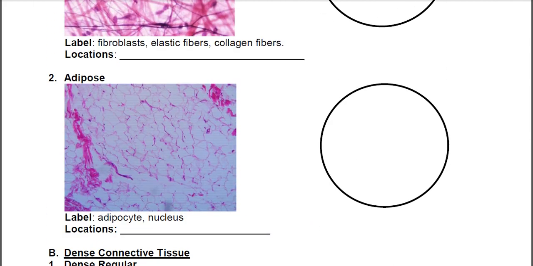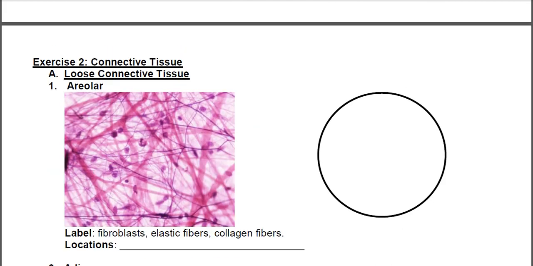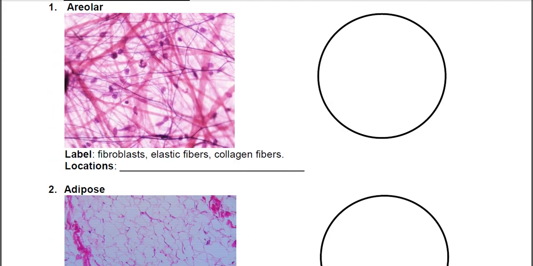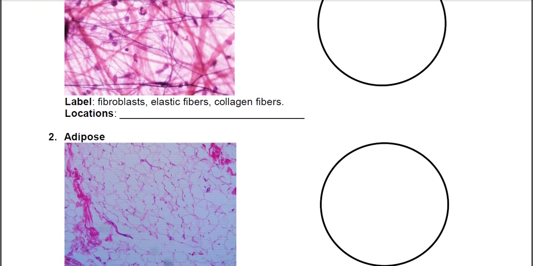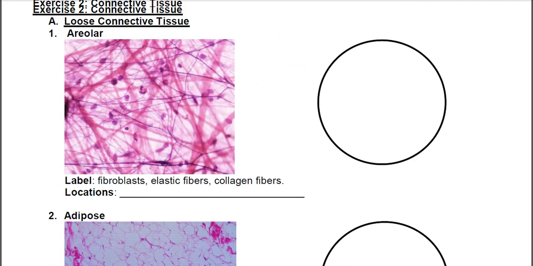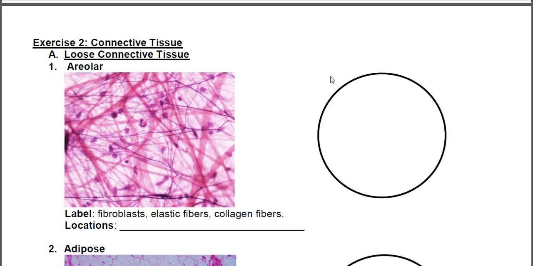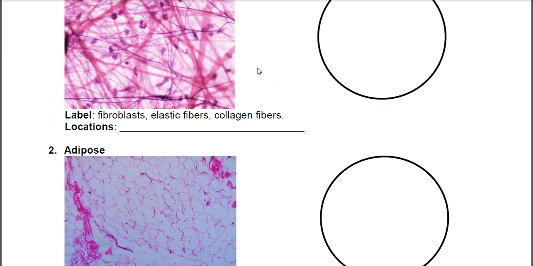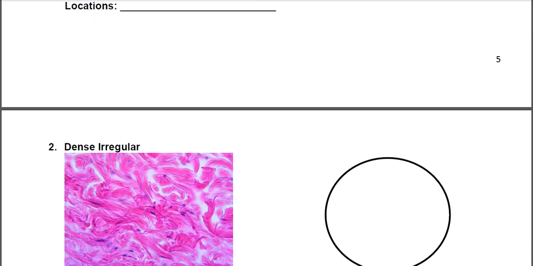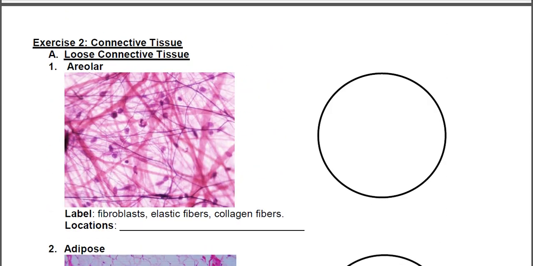And these look kind of unique. So the first one here is areolar connective tissue. Areolar and adipose are considered loose connective tissue because if you look at them, there's a lot of open space in them. We'll see in the dense connective tissue, there is not. So in the areolar, there's a lot of things going on here.